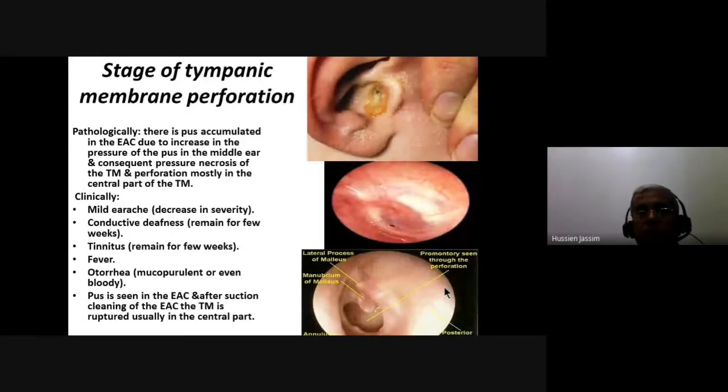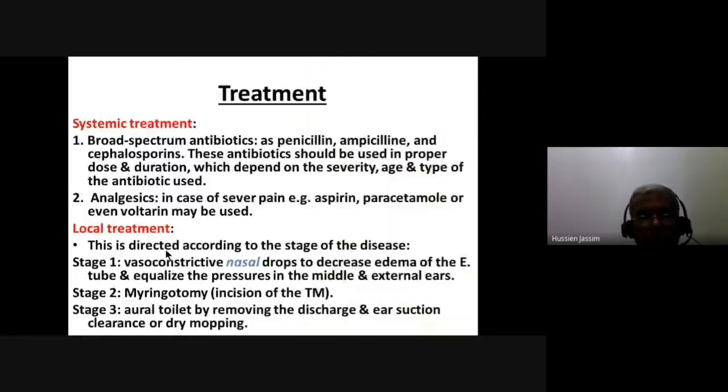The stage of tympanic membrane perforation, this is stage 3. The pressure increased, then what will happen? It will cause pressure necrosis at a point on the tympanic membrane and it will perforate. You will see discharge right away. The patient says: I had severe pain, then I had discharge. What will happen to the patient? The pain will decrease, becoming a mild earache. The pain decreases in severity. Of course there is conductive deafness and tinnitus that remain for a few weeks and then disappear.